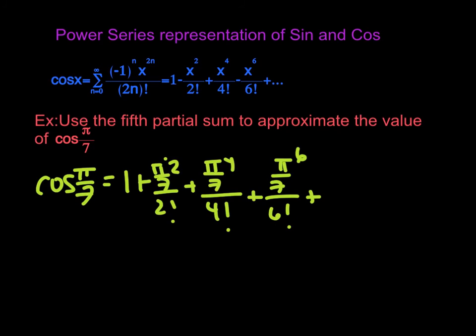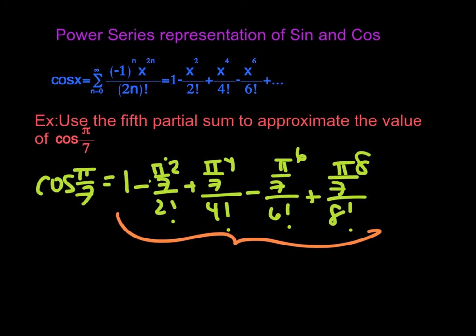So that's 1, 2, 3, 4. I need one more. Oops, wait a minute, I gotta fix my signs. This is a minus, this is a minus. Minus, minus. And then plus pi over 7 to the 8th over 8 factorial. And so when you multiply it all out and simplify it all out, you get about 0.901.